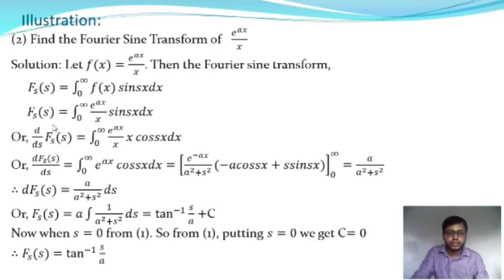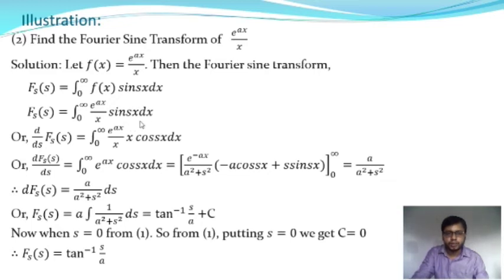So this is actually the fifth rule, the derivative of the Fourier transformation. Okay, so after differentiation, it will give d/ds of Fs(s), and it will be equal to the integration from 0 to infinity of e to the power x by x into sine sx into dx. And after differentiation, it will give dFs(s) by ds is equal to the integration from 0 to infinity of e to the power x by x into the derivative of sine sx.